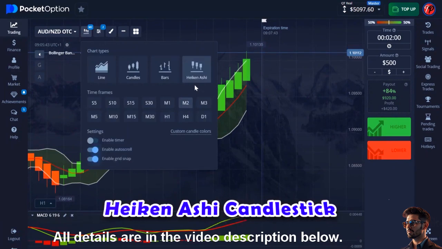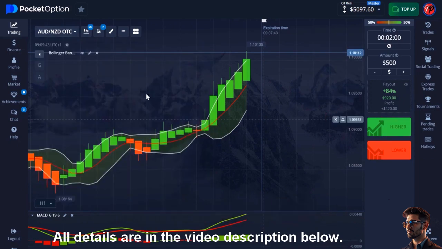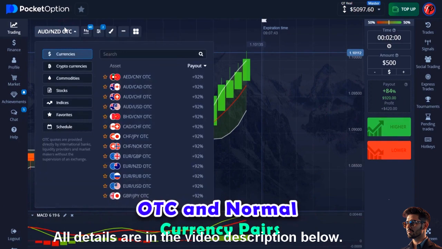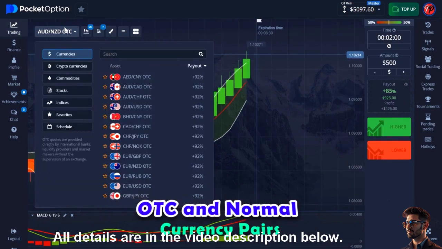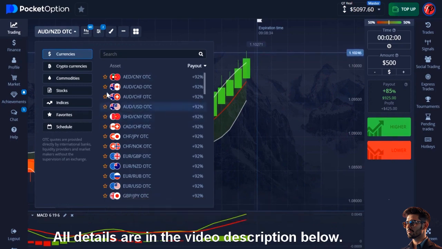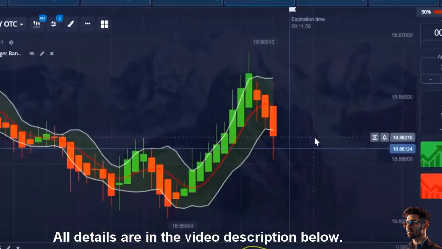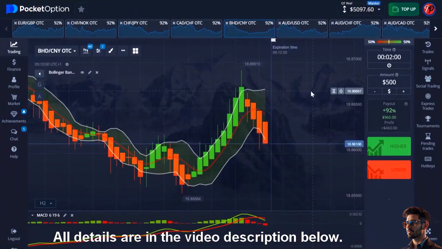Of course, Heikin Ashi candlesticks, and of course with a 2-minute trade time. The strategy actually works with both OTC currency pairs and also with normal currency pairs, but in today's video I'm going to be using OTC to take the trades. Right now I'll be putting up the currency pair, analyzing the market, and when I get the best moment, I'm going to come down and enter a trade, and of course explain in detail to you guys how this strategy works.